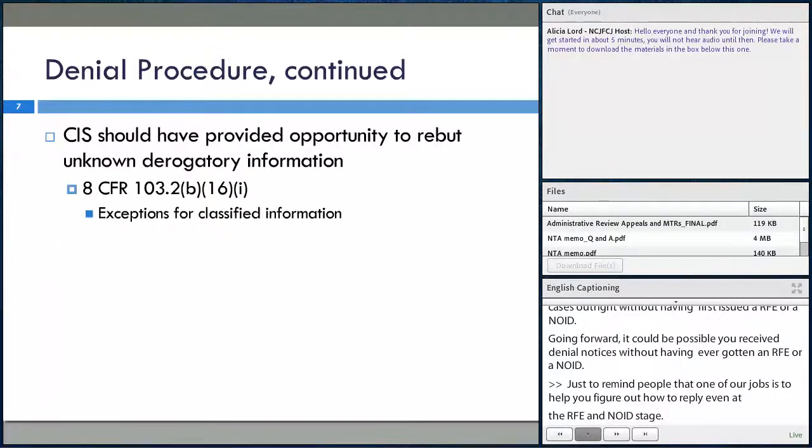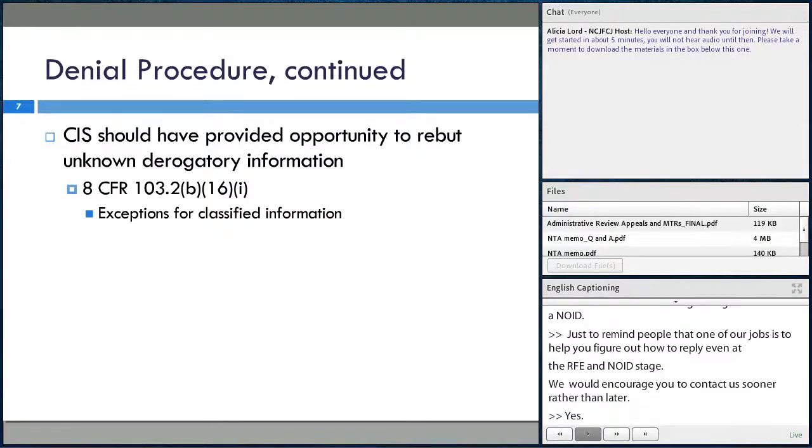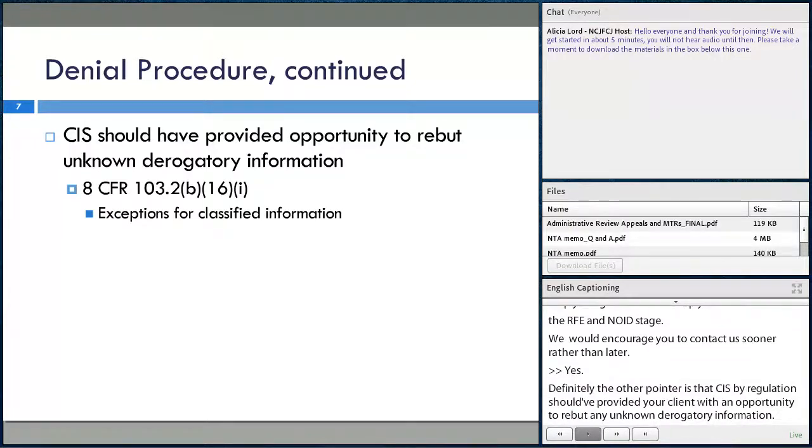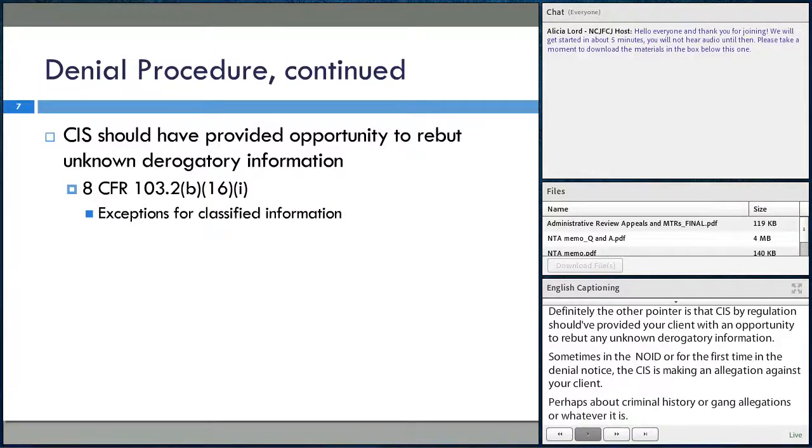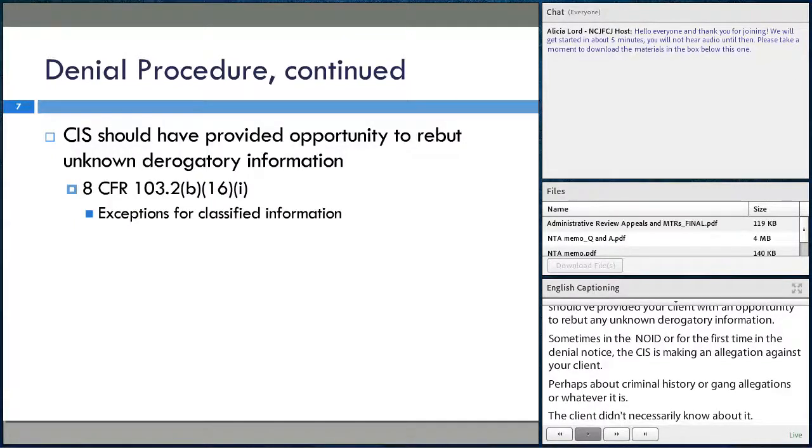And then the other pointer here is that CIS, by regulation, should have provided your client with an opportunity to rebut any unknown derogatory information. Sometimes in the NOID, or sometimes for the first time in the denial notice, CIS is making some kind of allegations against your client, perhaps about criminal history, perhaps about gang allegations, whatever it is, that your client didn't know about, right? If they haven't already given your client an opportunity to rebut the information, then that's also potentially an argument for your appeal or for your motion coming up. So it's a really useful regulation to be aware of and to use to the extent that it's coming up in your cases.